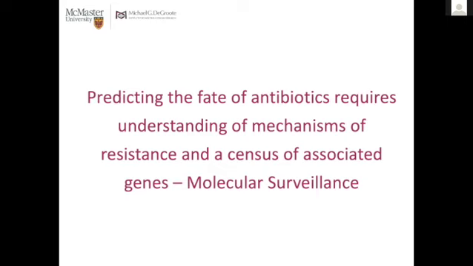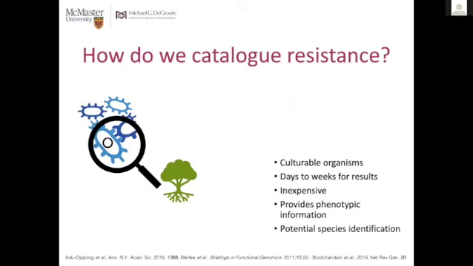So my objective here is to maybe plant the seed that what we should be doing over the next decade is working really hard to find out what exactly is out there in terms of resistance, diversity, and genomics. So how do we actually catalog resistance?